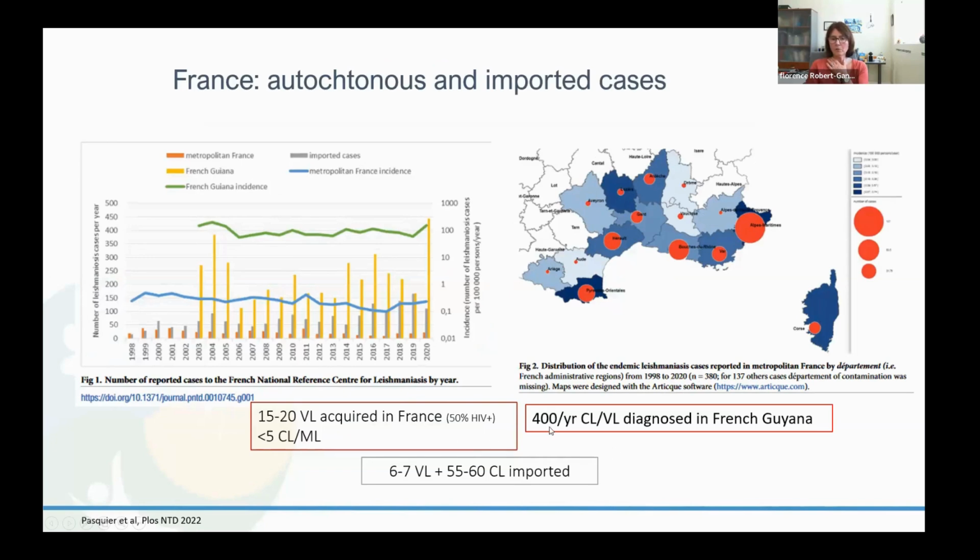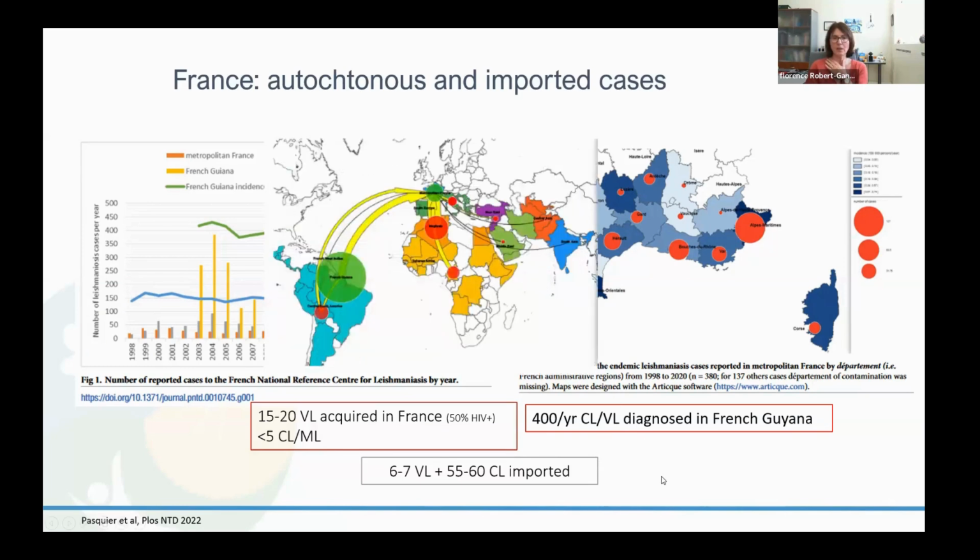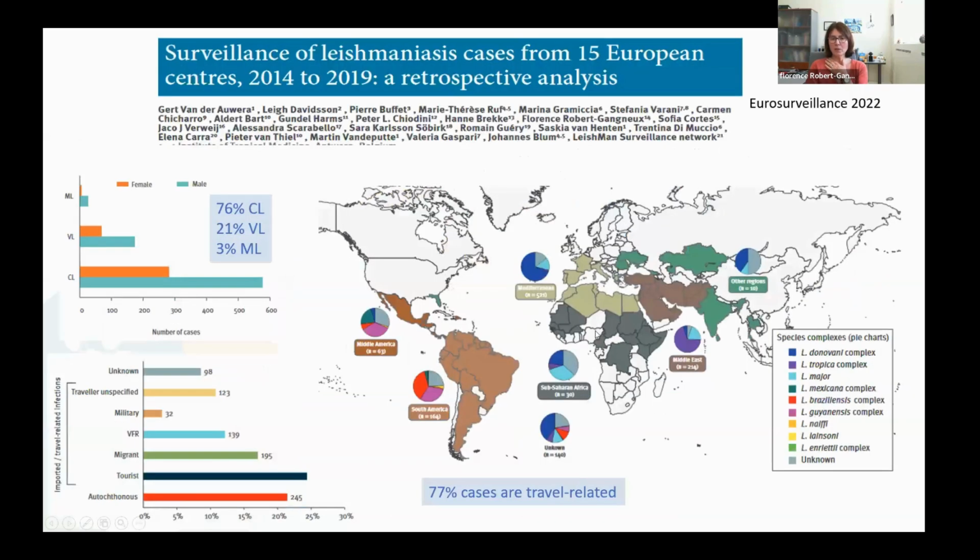But we have, above all, many cases diagnosed in French Guiana or imported cases from this area, because we have military contingents who are sent for missions in French Guiana, and they regularly come back with Leishmania guyanensis or Leishmania brasiliensis infection. So the burden of leishmaniasis in Europe is not well evaluated.